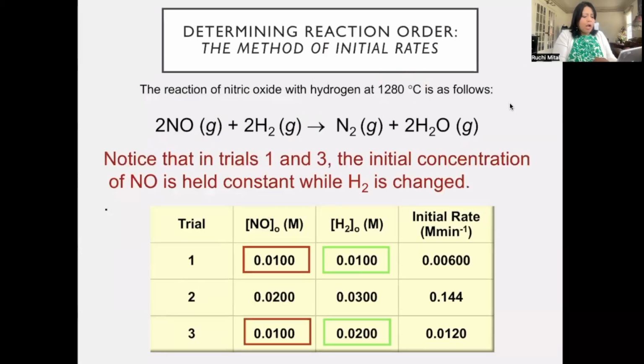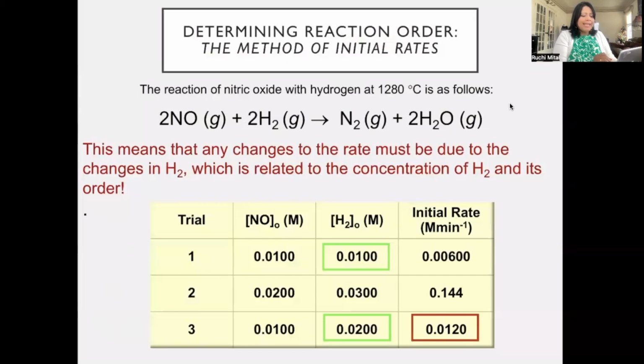So notice that in trials 1 and 2, the initial concentration of NO is held constant, and the concentration of H2 is changed. The concentration over here is doubled. And then we are going to look at what happens to the initial rate. This means that any change to the rate must be due to the change in hydrogen, which relates to the concentration of hydrogen and its order. So we'll be able to figure out the order of hydrogen.